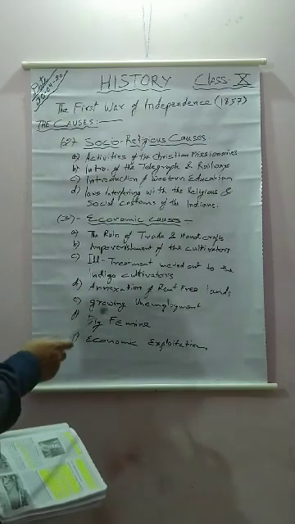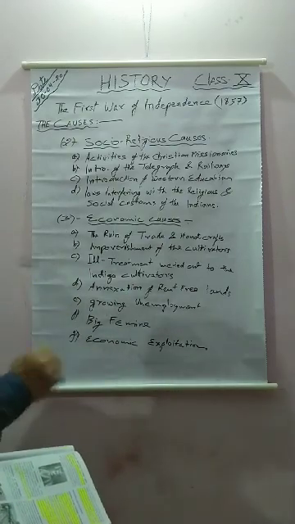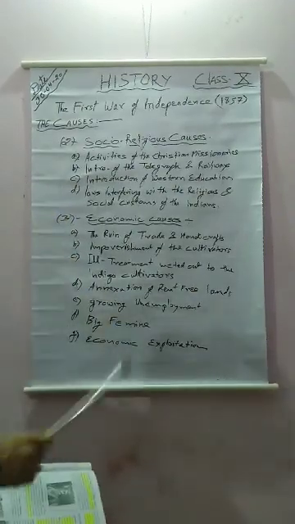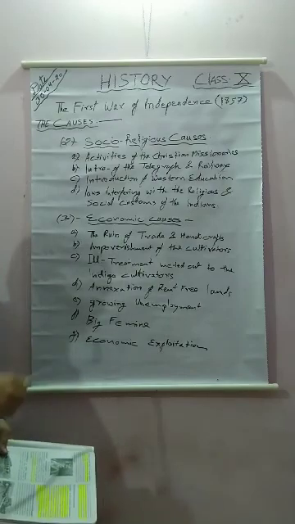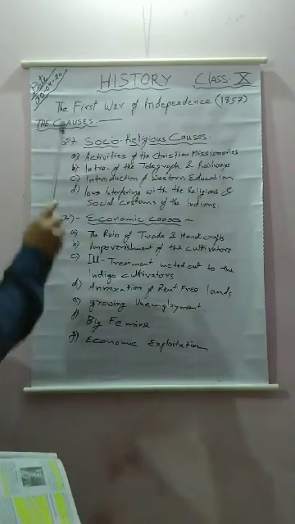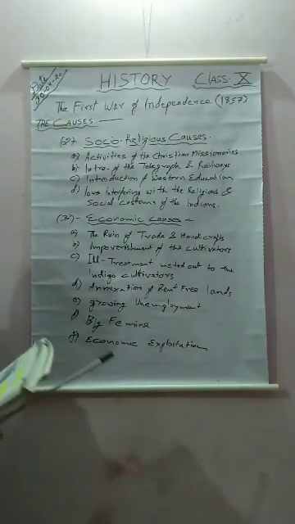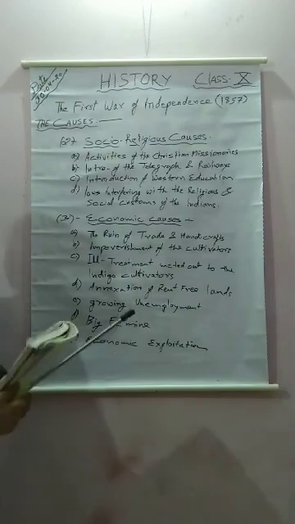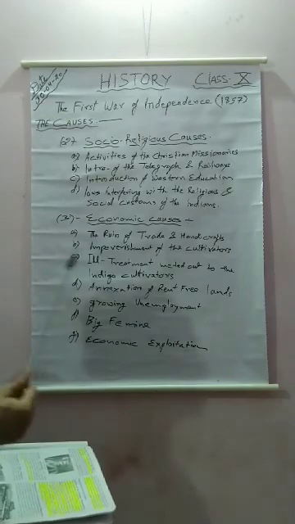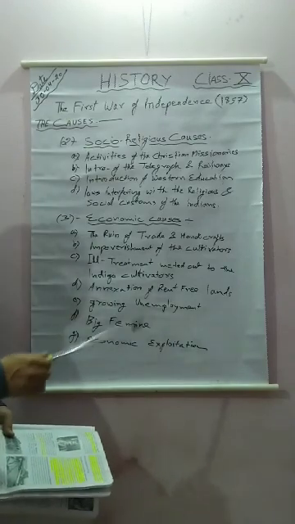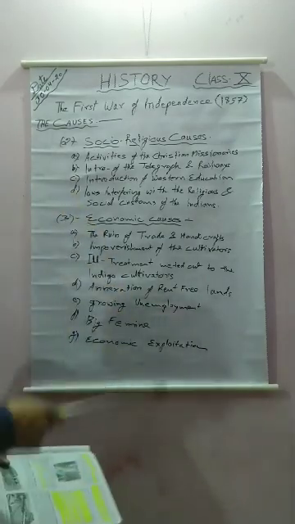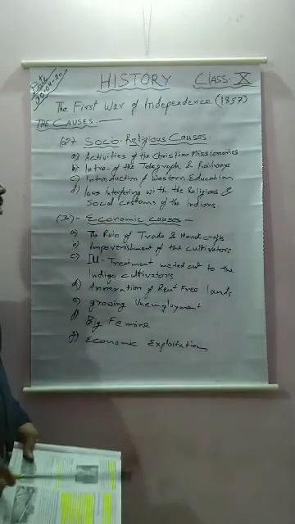To continue today, the first cause, the political cause, we already finished and discussed. Now comes the second cause for the revolt against the East India Company, that is the social religious cause. Under this cause, there were many activities that took place in those days which were not very favorable for the Indians. Therefore, they took up the challenge of a revolt against the East India Company. The first cause under this is the activity of Christian missionaries.